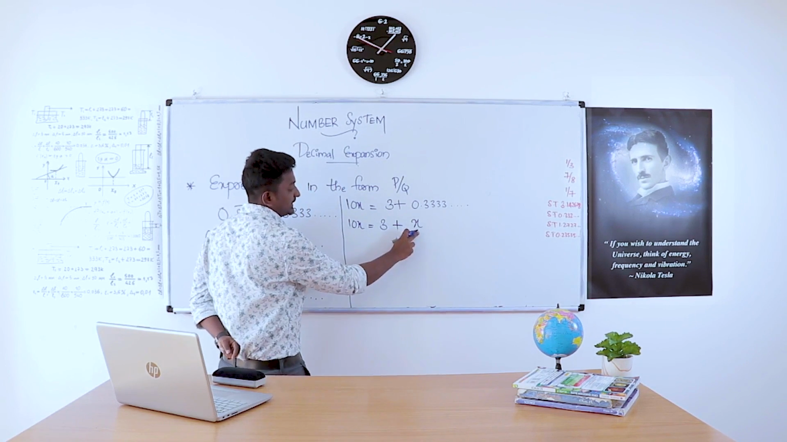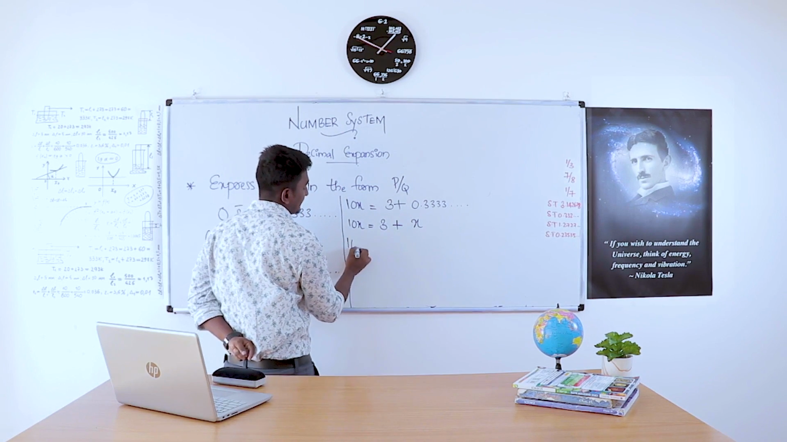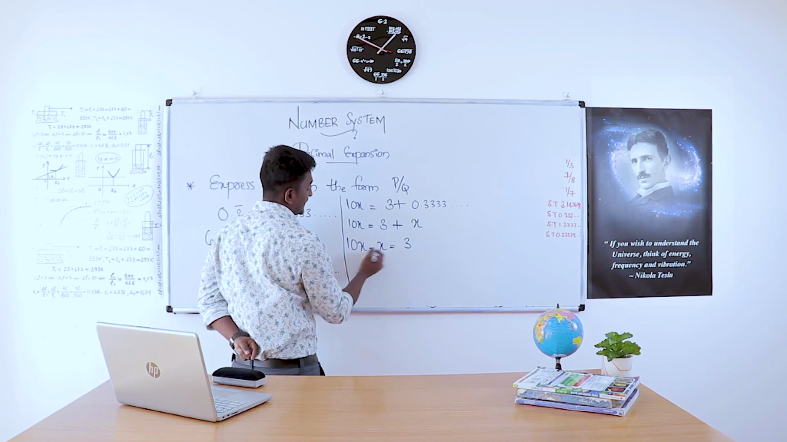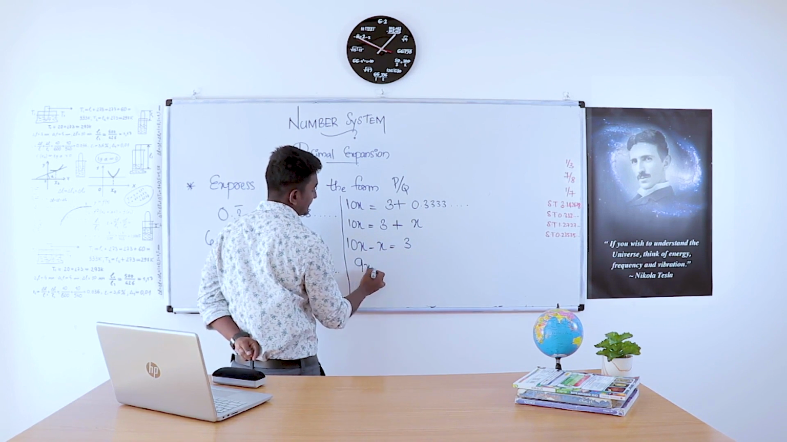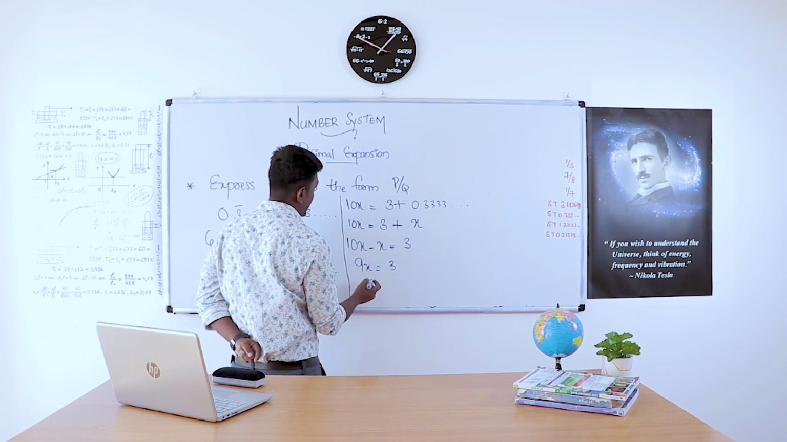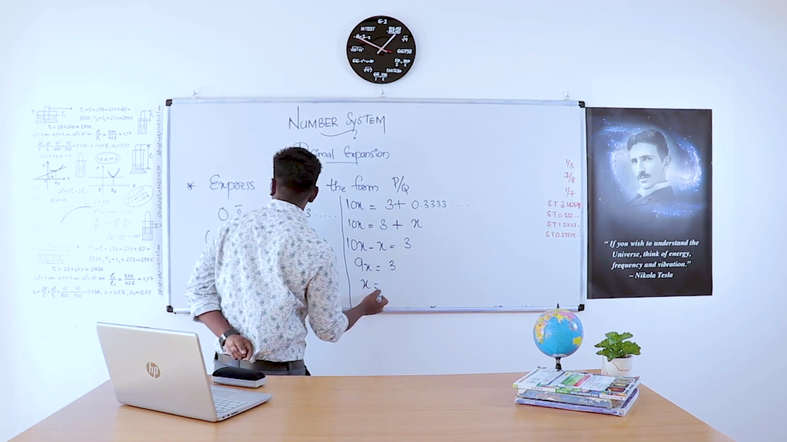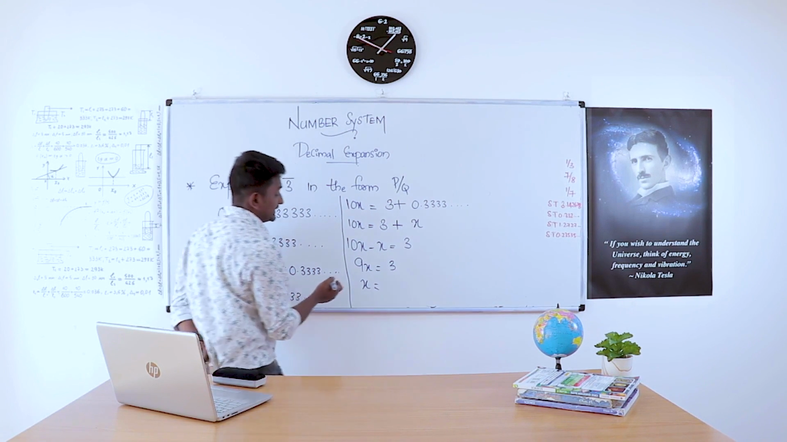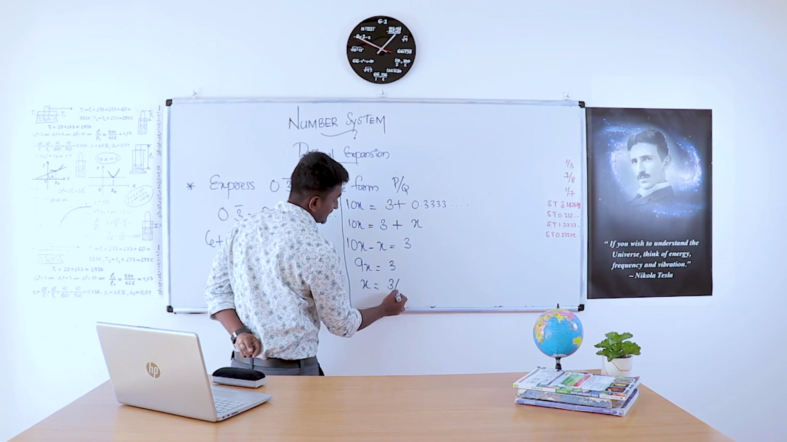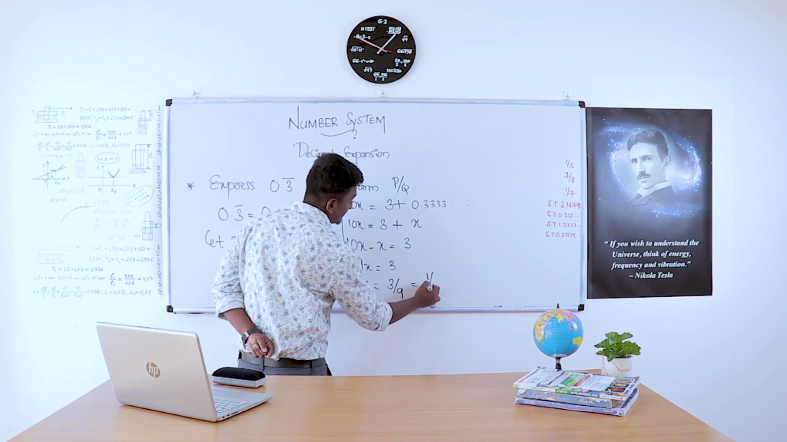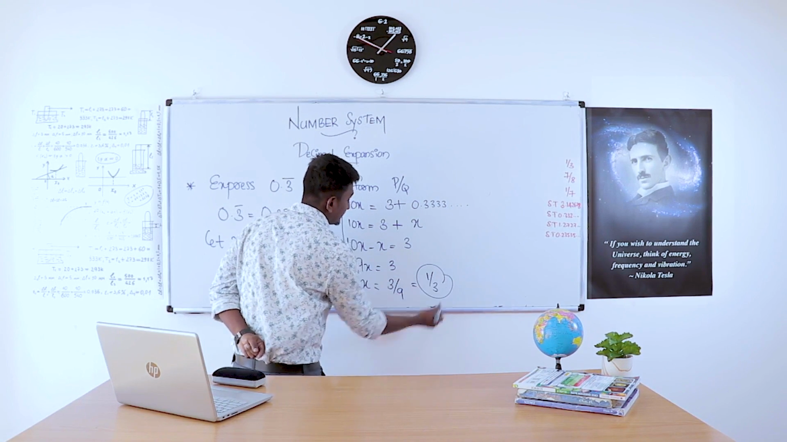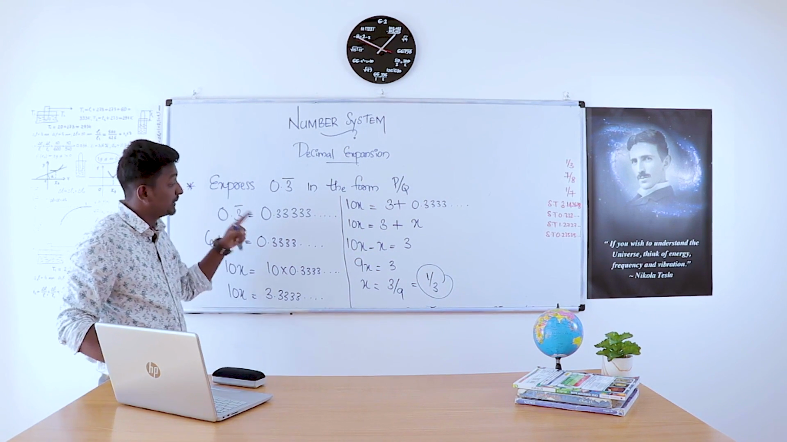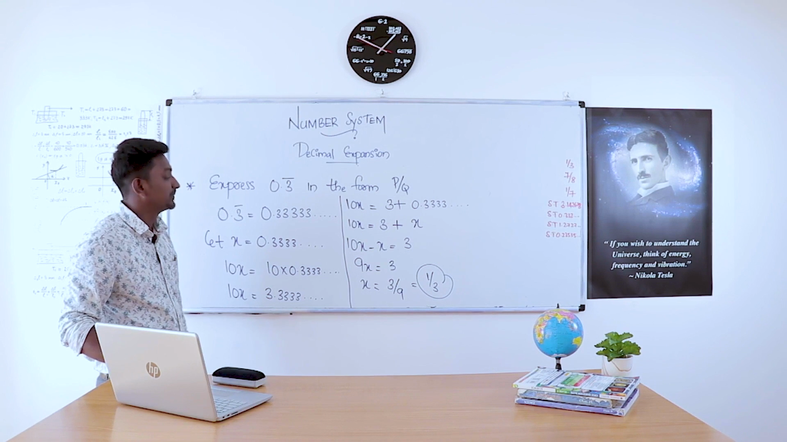Now I am shifting this x to the left side, then it becomes negative. That is 10x minus x is equal to 3. 10x minus x is 9x. 9x is equal to 3. We want to find the value of x, that is the decimal form of 0.333. That is x is equal to 3 by 9. That can be simply written as 1 by 3. This is the rational form of 0.3 bar, or P by Q form of 0.3 bar. Clear?